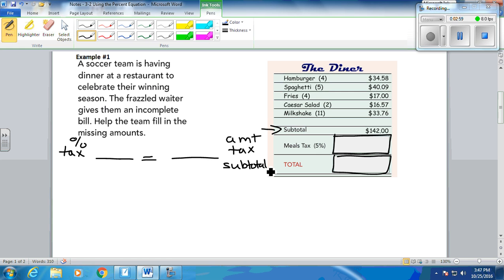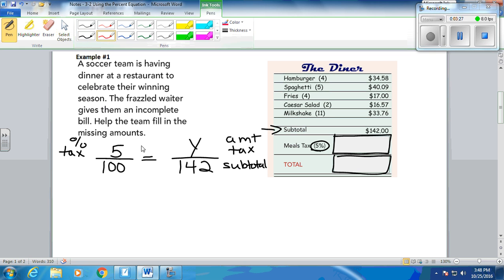So the percent tax they gave us right here was 5%. So I put 5 and then I've divided it by 100 because 5% is the same thing as 5/100. The amount of tax is what I'm looking for. That's my part, so that's why I'm using the letter Y. And the subtotal is 142. Since I do not have a number that I can multiply by 100 to get 142, I am going to cross multiply to solve for Y.